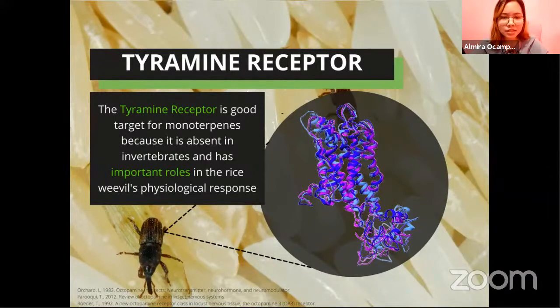So what else makes this tyramine receptor more interesting? It is that these receptors are abundant in insects, but absent in vertebrates. Which means that if we make a pesticide that targets this receptor, it has a low chance that it will also target vertebrates like us humans, because we do not have these receptors functioning in our bodies. So this makes the tyramine receptor a desired biopesticide target due to its absence in vertebrates together with its role in insects' physiological and cellular response. So next slide.